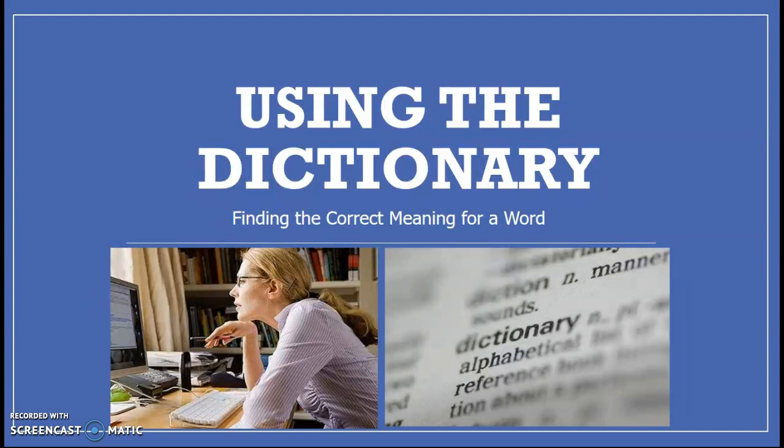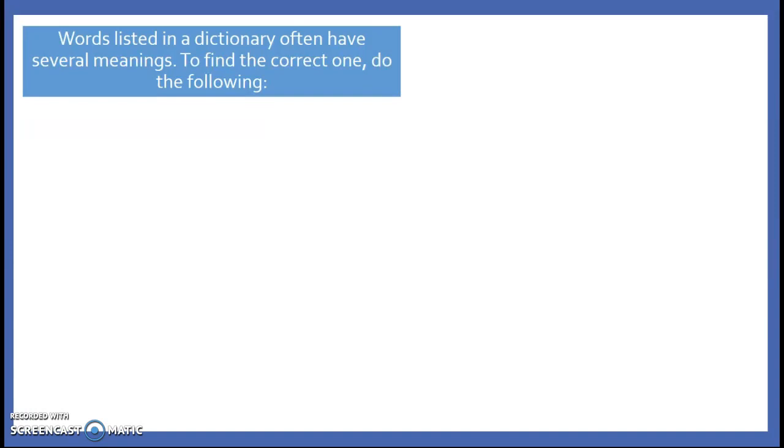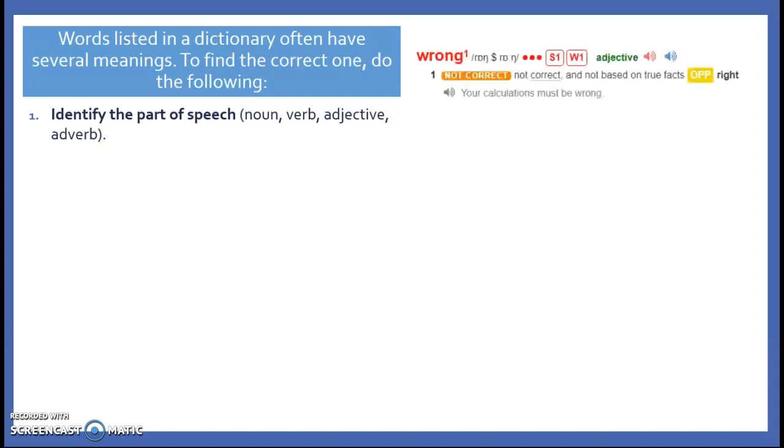Using the dictionary, finding the correct meaning for a word. Words listed in a dictionary often have several meanings. To find the correct one, do the following. First, identify the part of speech in your sentence in the way that the word is being used. Is the word being used as a noun, a verb, an adjective, or an adverb? For example, in the dictionary, the word wrong can be an adjective.